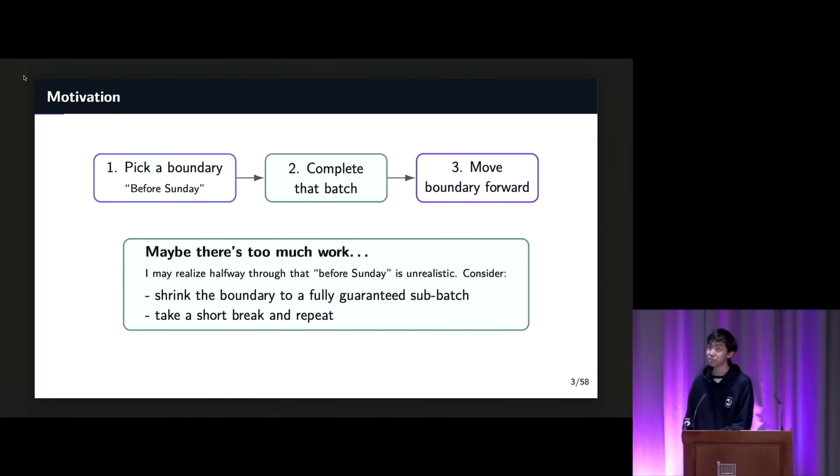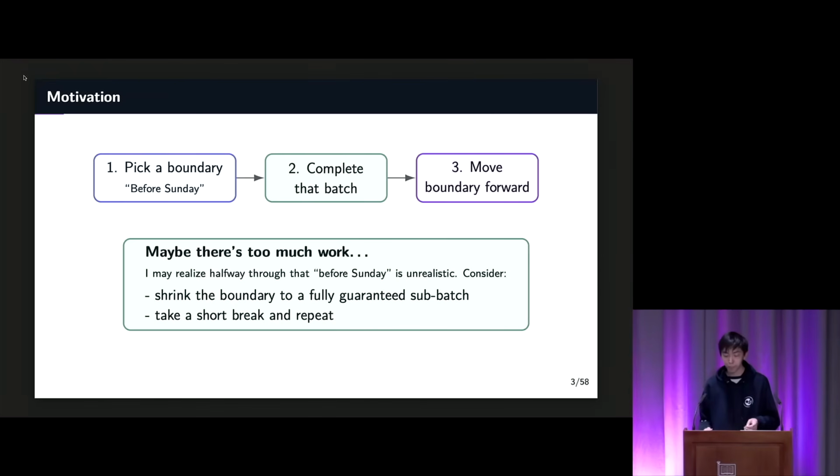Let's start by picking a meaningful boundary. Let's say I want to find out what needs to be done before this Sunday. I complete that batch of workload, then I move the boundary forward. Although sometimes I'd start with saying, I'll finish everything before Sunday, and realize halfway through that this batch of workload is too much to handle.